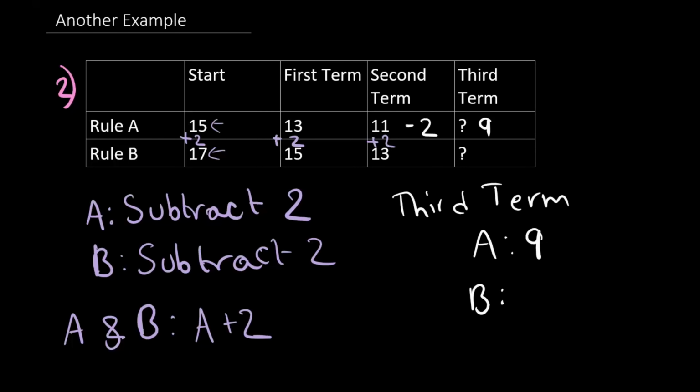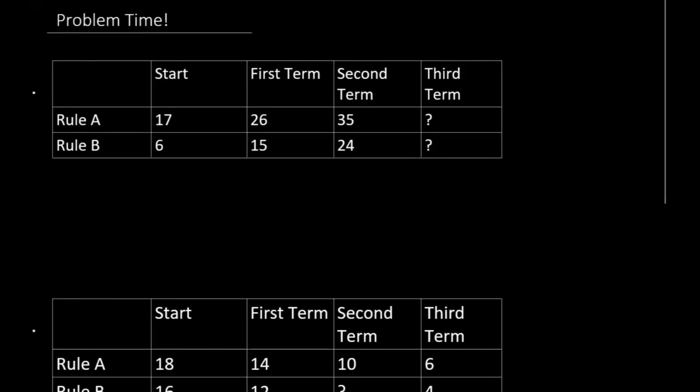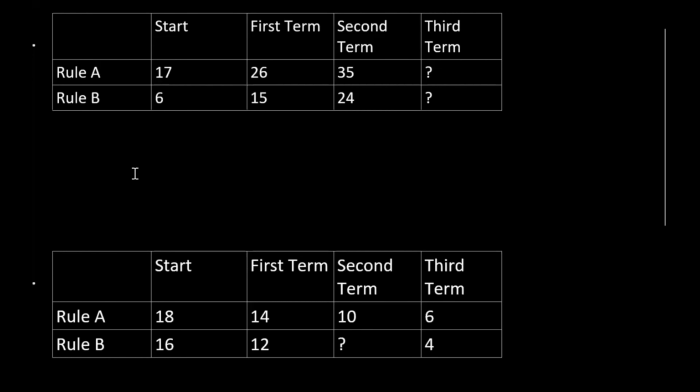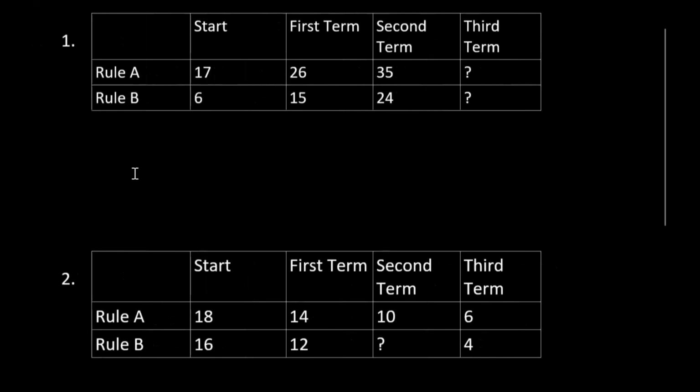Okay, so what's the rule for B? Well, that is also subtract 2. So we need to subtract 2 from 13. That's 11. And we got all the answers that we need. Now it's problem time. Pause the video and try these 2 questions on your own. And then unpause and see if you got your answers right.